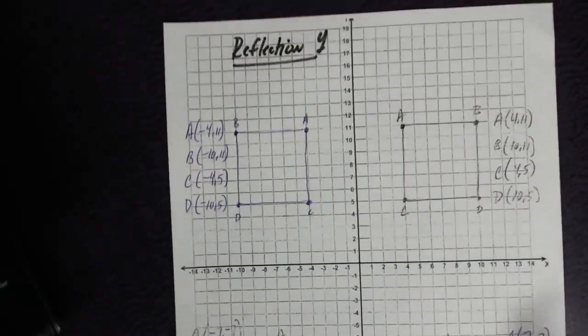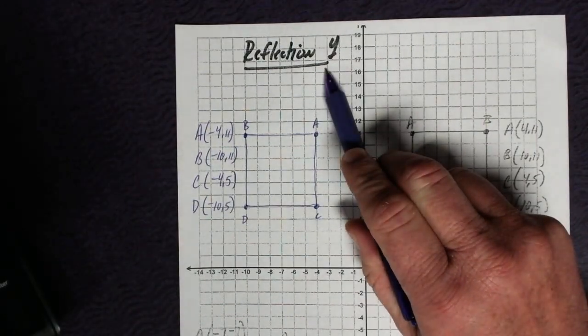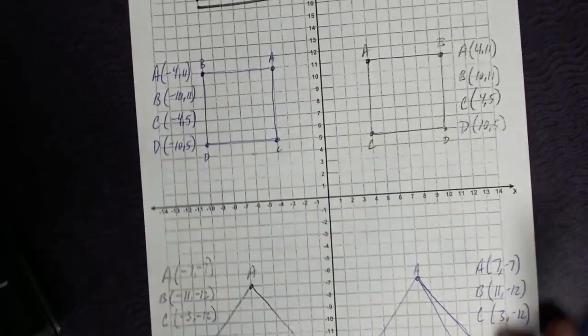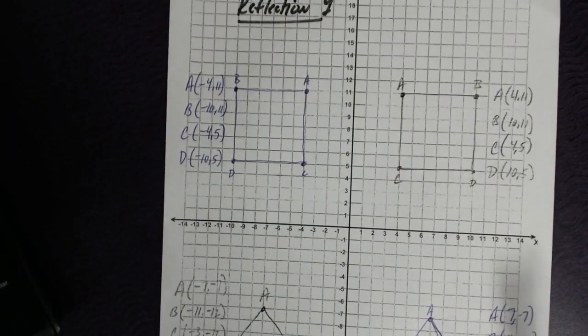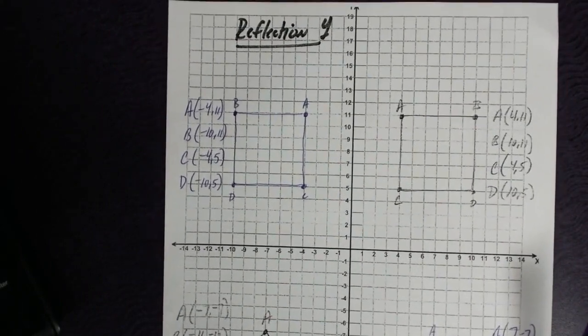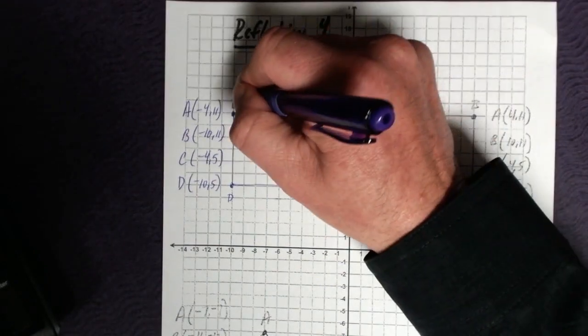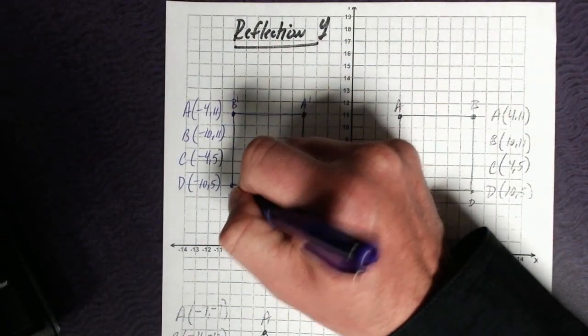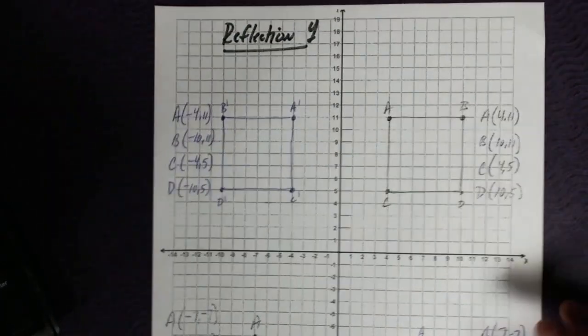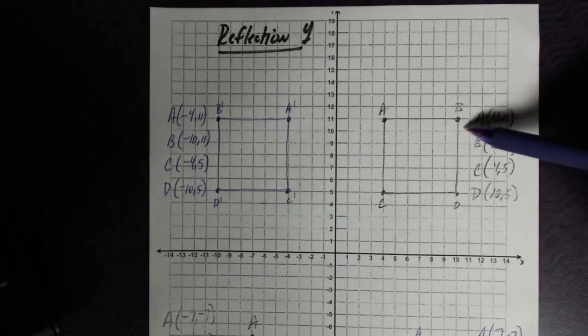Now we're going to reflect it over the y value. Let's start with the square again. Okay, I didn't do my prime there. We're going to start on this side. We've got A, B, C, and D again.